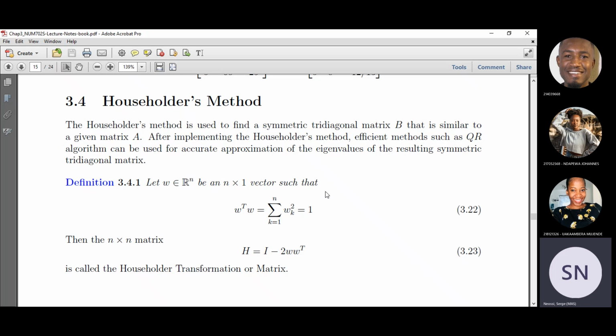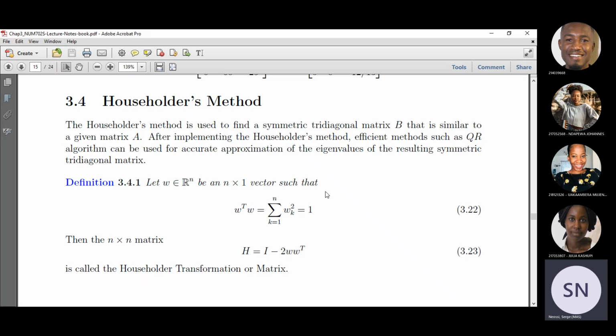As I already mentioned last time, for the Householder method, we use Householder's method to find a symmetric tridiagonal matrix. That is, we are given a matrix A.